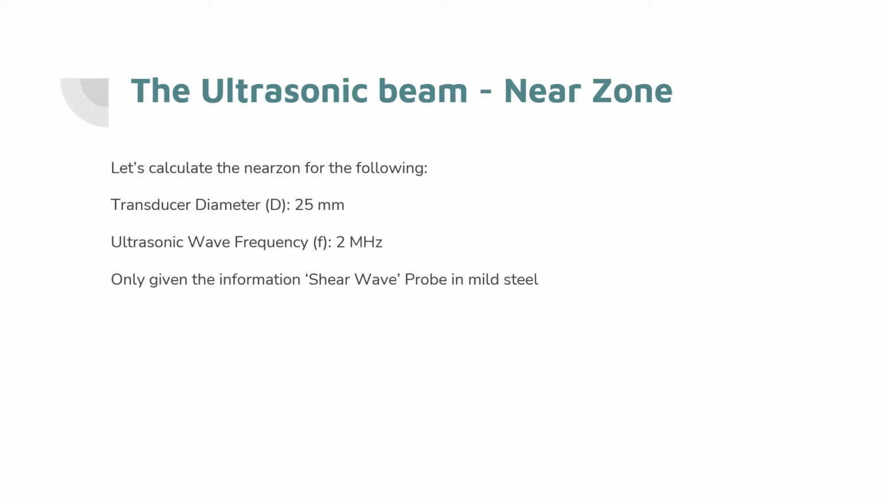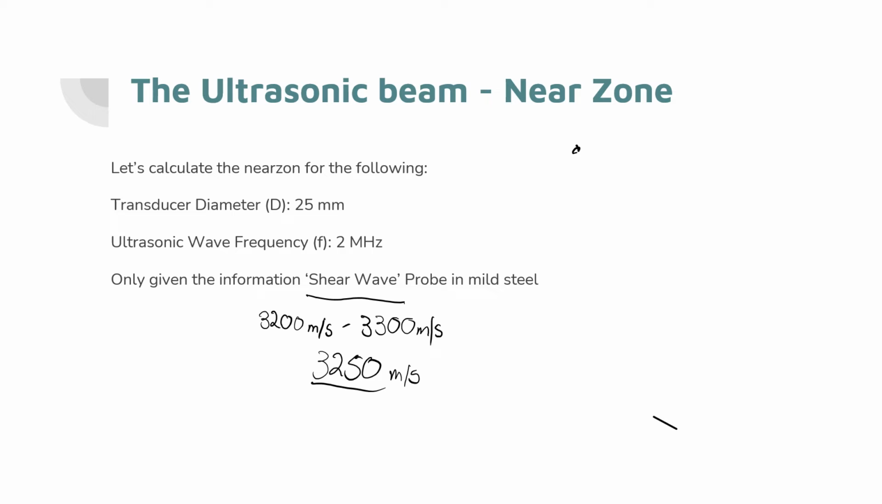Let's do another one. So in this one, you'll only be given the information that this is a shear wave probe. So in this case, this actually gives us a clue as to what speed we're going to use. So in most mild steel, the speed is between 3,200 meters per second and 3,300 meters per second. That's the range. Typically, I always used 3250, but please make sure from your lecturer what speed they would like you to use.